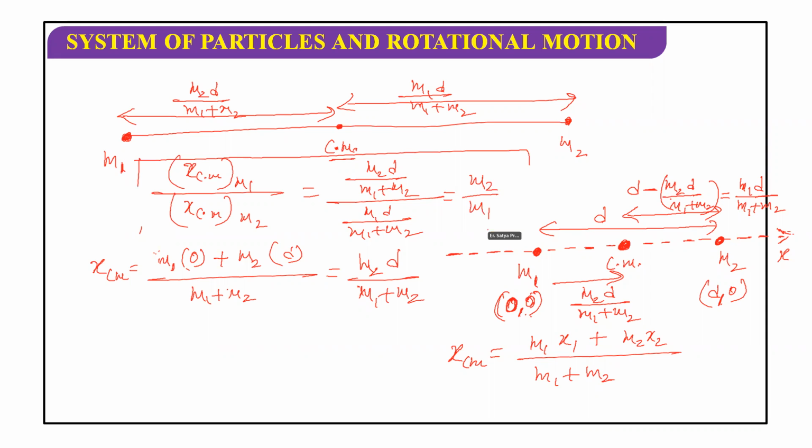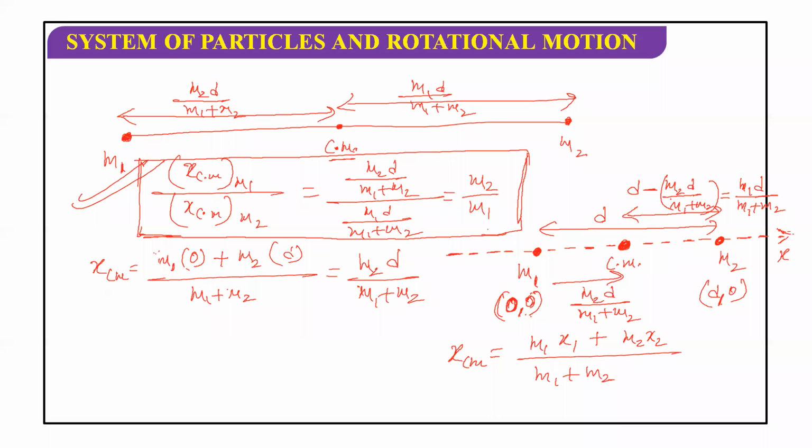Can we say this quantity will be M2 by M1? Yes, sir. What can we conclude about the center of mass then? Can we say the center of mass is a point which divides the line joining M1 and M2 in the inverse ratio of their masses?